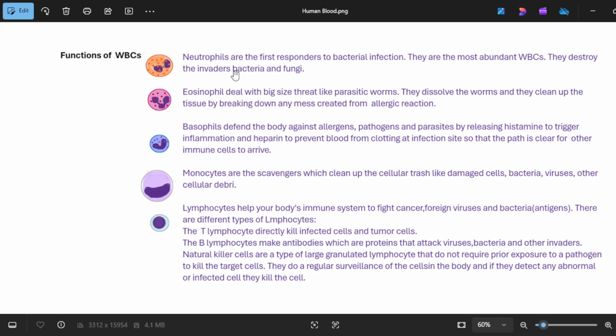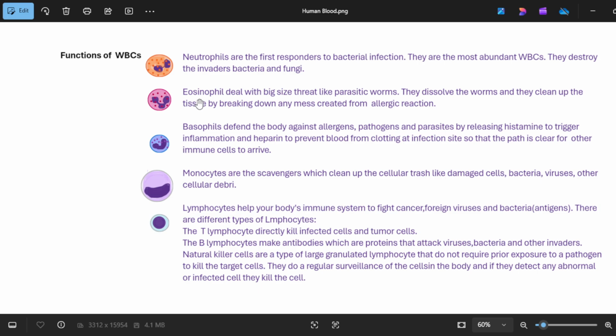So neutrophils are the first responders. Whenever they find any infection, bacterial infection present anywhere, these are the guys which will come first and destroy that bacteria. These are abundant in our blood. Out of all these white blood cells, these are present in huge quantity. They are like the soldiers. Whenever they see any threat, they go and they destroy. So they destroy invaders like bacteria and fungi.